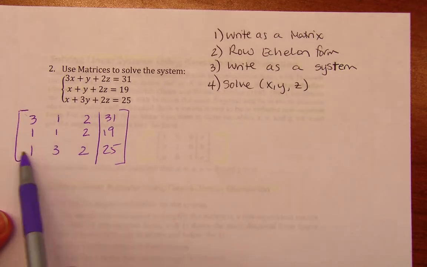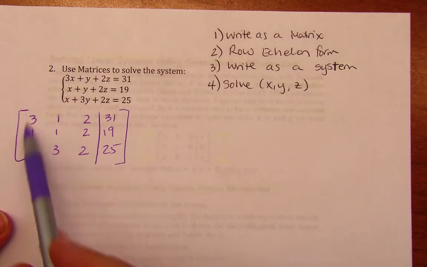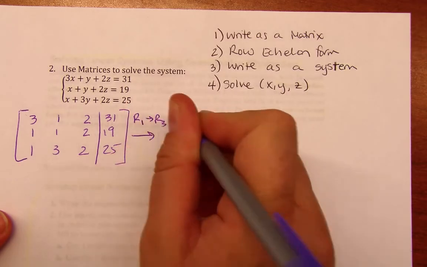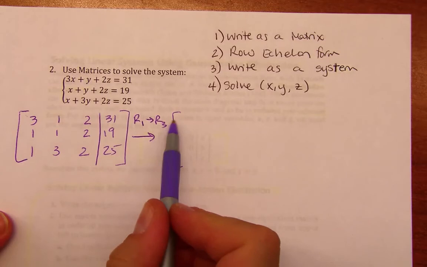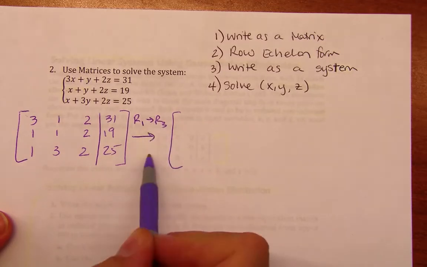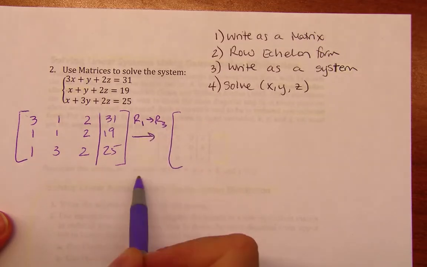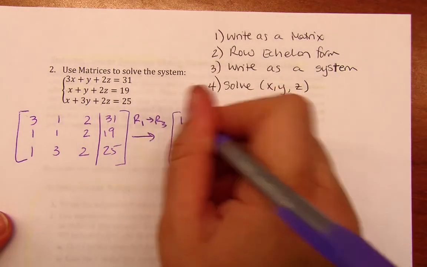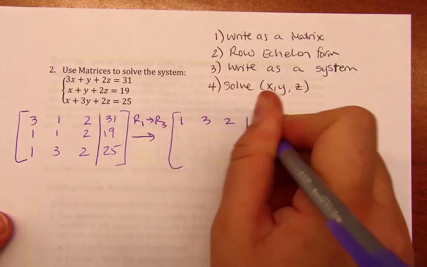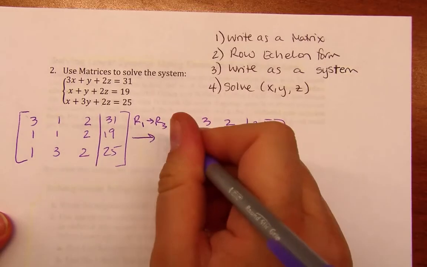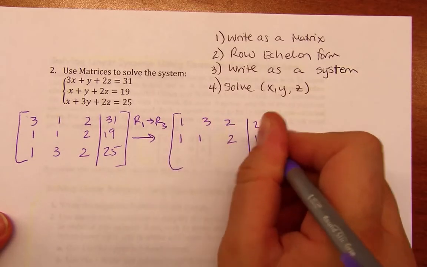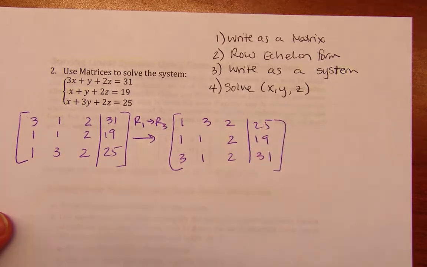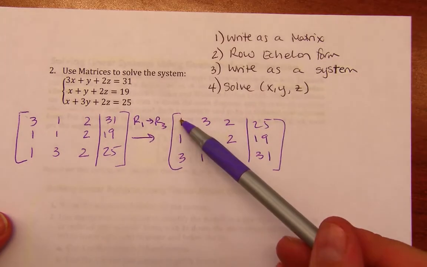Well, I have a 1 right here in row 3, so I'm actually just going to switch rows 1 and 3. And what you'll do every time is draw an arrow here and describe what operation is happening here. So you need to write this every single time, whatever it is that you're doing. So we switched row 1 and row 3. Row 2 stayed the same. And then row 1 becomes row 3. Okay.